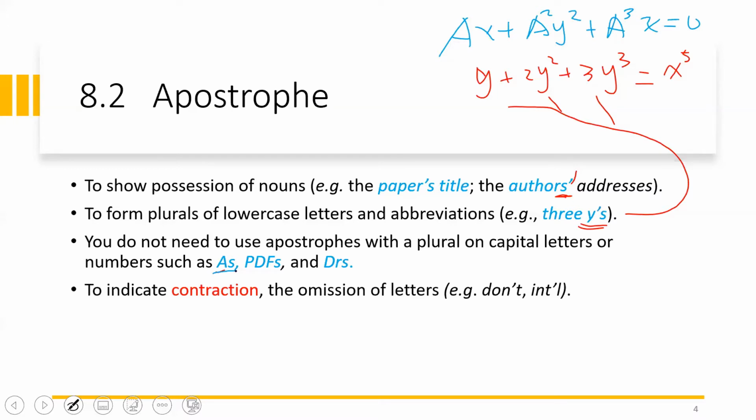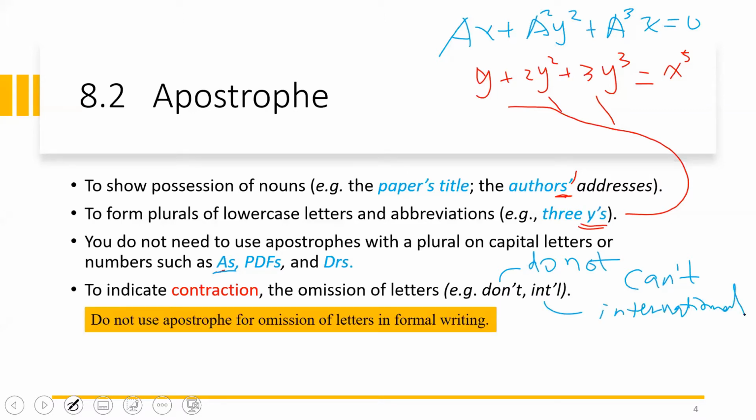Another application of the prime or apostrophe is a contraction. Don't means do not. We also have, remember, can't. And this is international. That is not encouraged in technical writing. You can use an apostrophe for omission of letters to save space, but you are not encouraged to use it for formal writing.